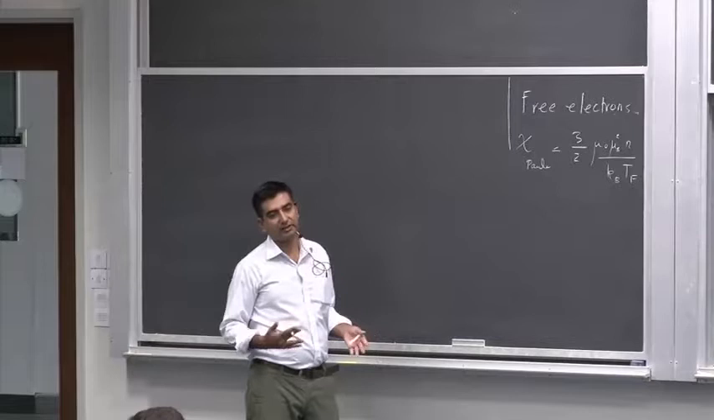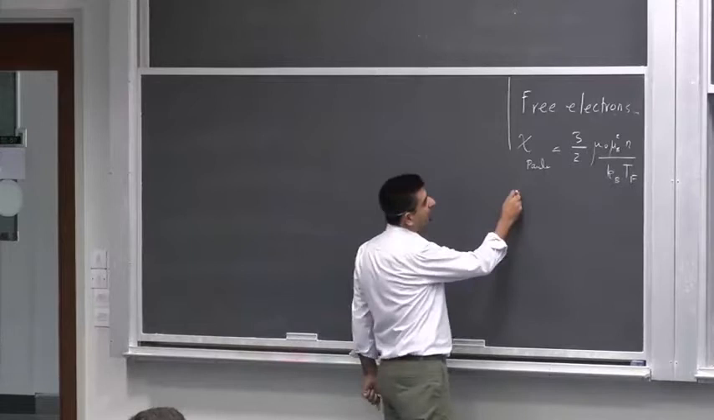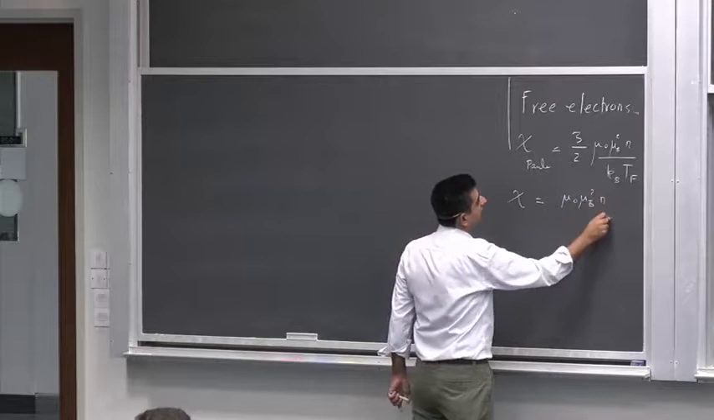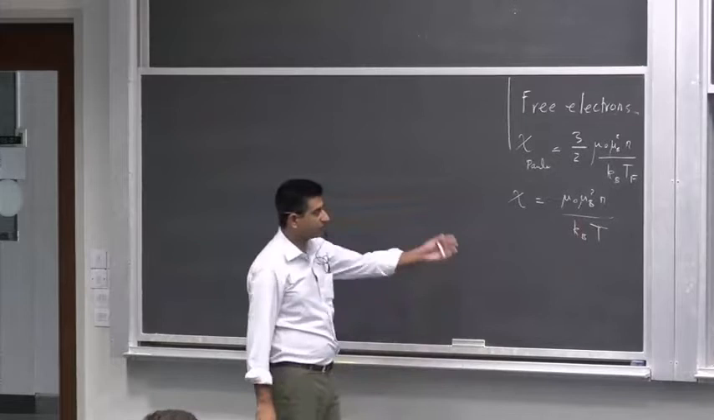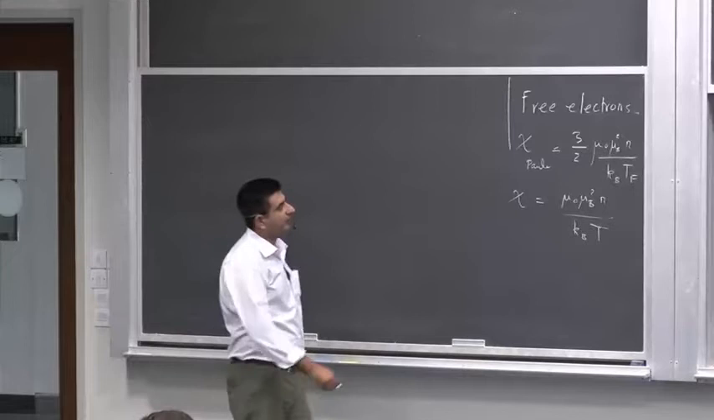And we've also derived earlier that for an ensemble of spin half particles, for example, electrons that are bound, that are not free to move, that are not inside a band, we have the susceptibility mu naught mu B squared n over k_B T under the high temperature approximation, which is called Curie's law. So a direct comparison shows that this susceptibility is temperature dependent, whereas the Pauli susceptibility is independent of temperature.